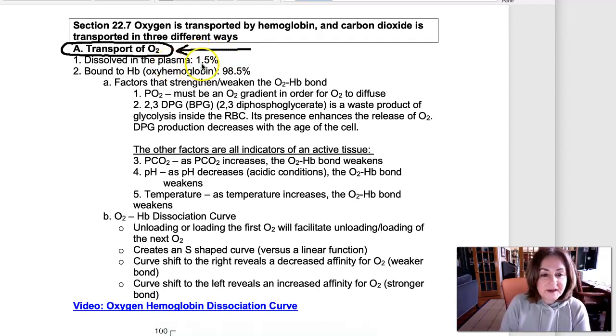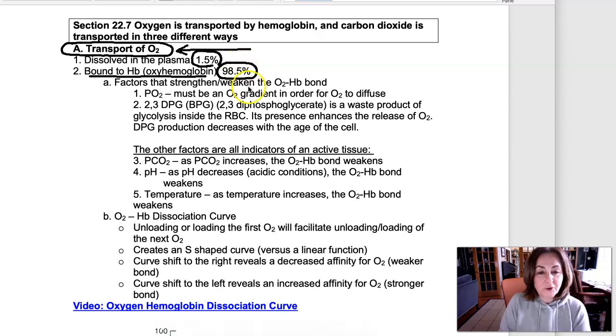And as you can see here, and as you know already from our last unit, the majority of oxygen travels in the blood bound to hemoglobin. 98.5% is bound to hemoglobin, and the remainder, 1.5%, is just dissolved in the plasma.